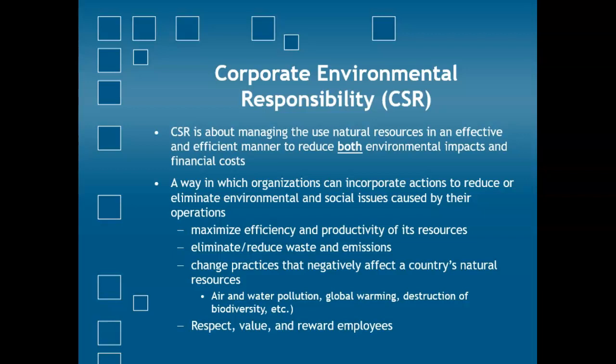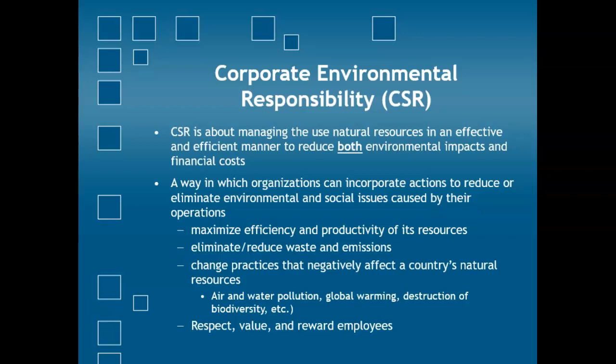So what is this? This is about managing the use of natural resources in an effective and efficient manner to reduce both environmental impacts and financial cost. So organizations can do this by incorporating actions to reduce or eliminate the environmental and social costs that are caused by their operations. In other words, when they internalize their externalities, when they pay the cost of the problems that they create. And the reason for this is because the only language that an industry truly understands is threats to profit. And so when there's a threat to profit, they will take actions to maintain that profit.